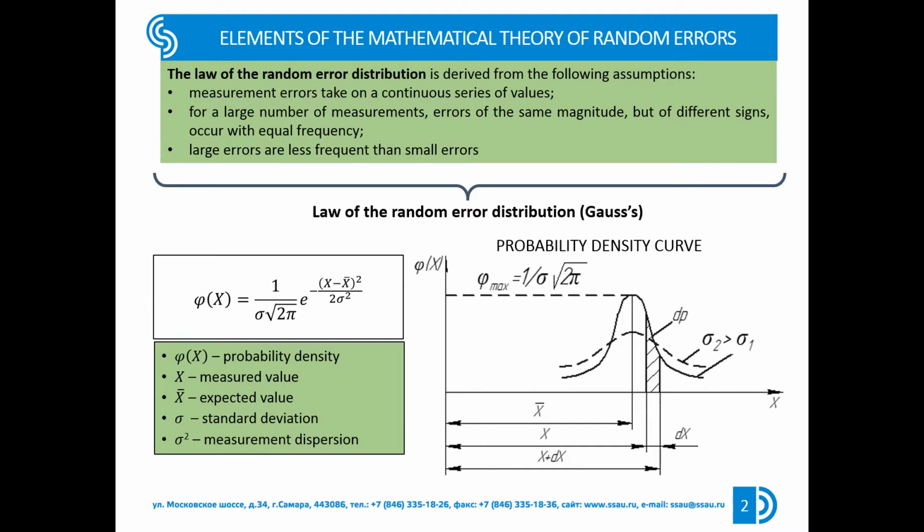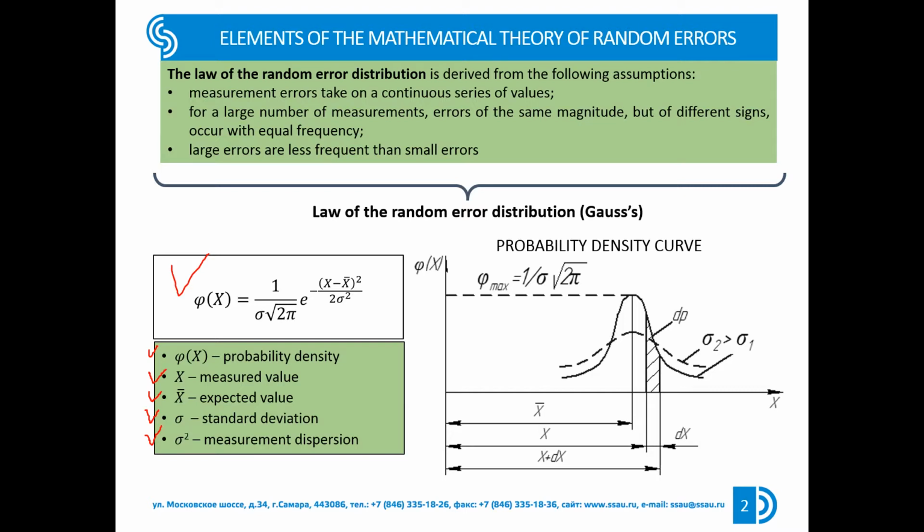These assumptions, called Gauss postulates and verified by numerous experiments, lead to what is known as the law of normal error distribution, or Gauss's law, where phi is probability density, x is the measured value, mu is the expected value, sigma is the standard deviation, and sigma squared is the measurement dispersion, a parameter describing the magnitude of random errors.